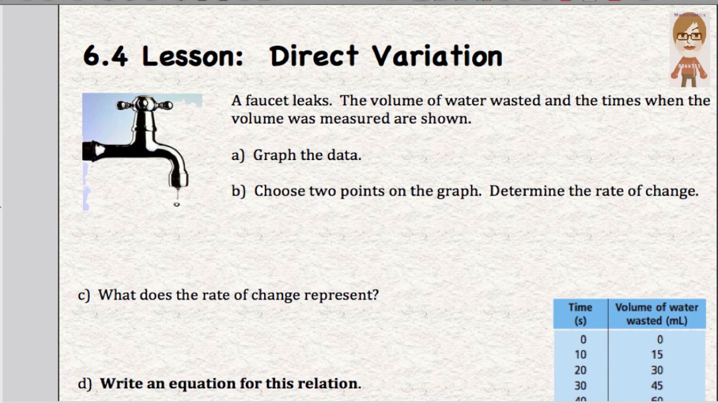Direct variation. Direct variation is another phrase that we're going to explain and try and figure out what it means. This is an example of faucet leaks. The volume of water wasted and the times when the volume was measured are shown. And the first thing it's asking you to do is graph the data.